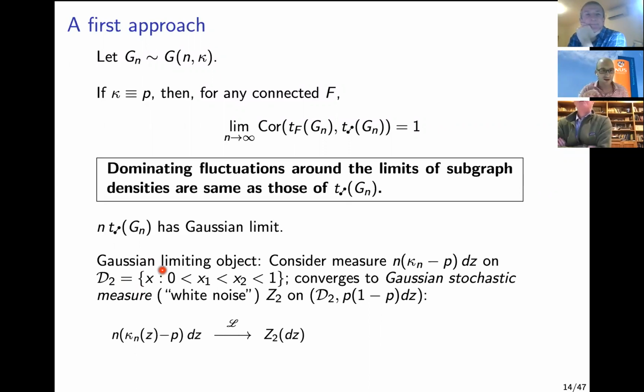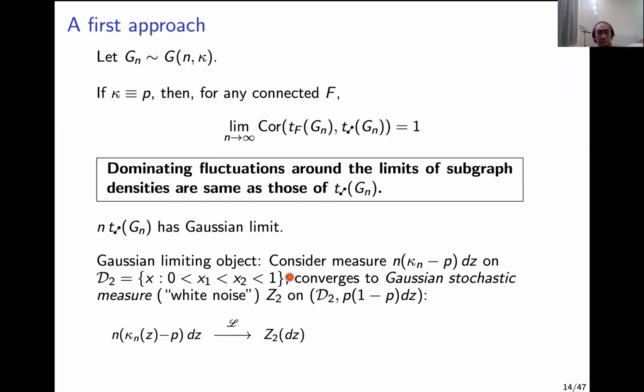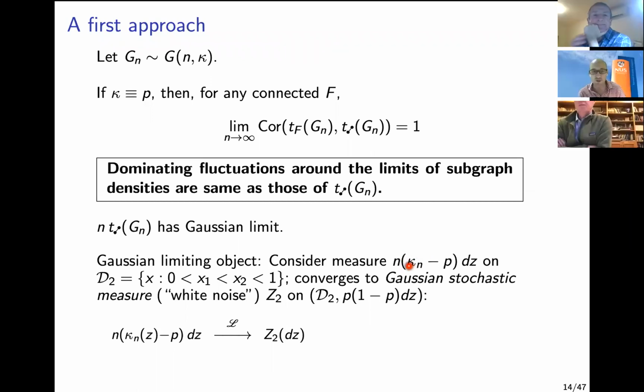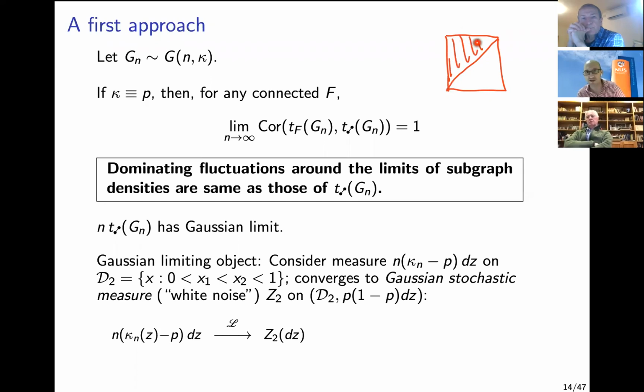So the answer is we can do that by considering the following measure. You take your kappa n, which is the one given by the graph Gn, and you subtract the expectation, which in this case is p. This gives you a signed graphon. If you scale it properly, you can interpret this as a measure on a space I call D2. Let me quickly draw the picture. That's just this half quadrant here. So that's D2 over here.